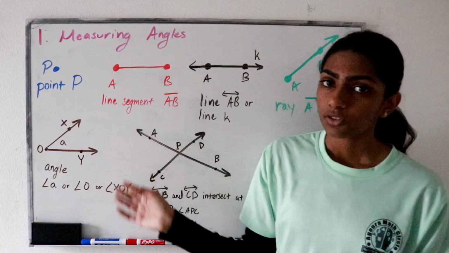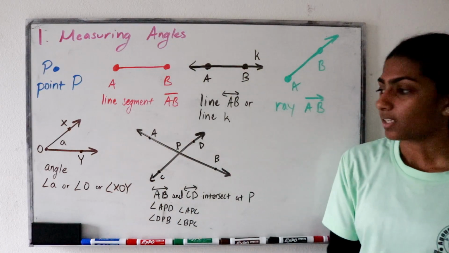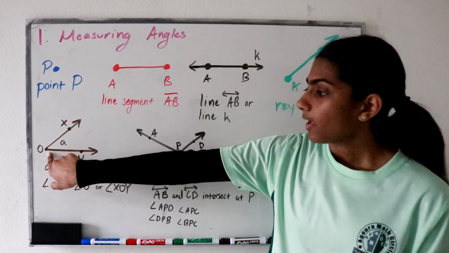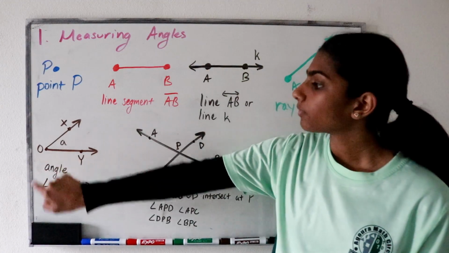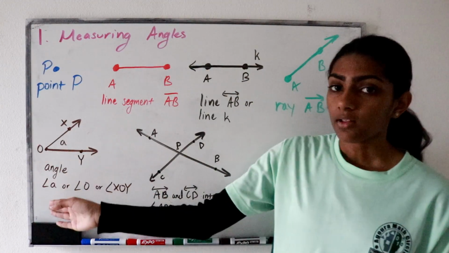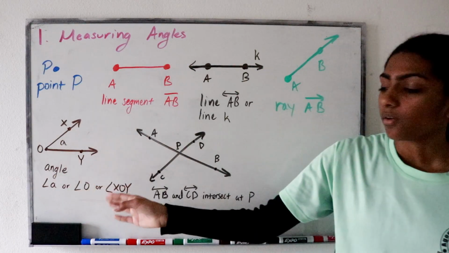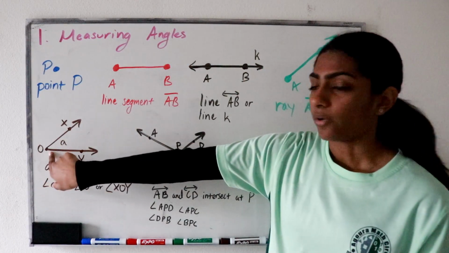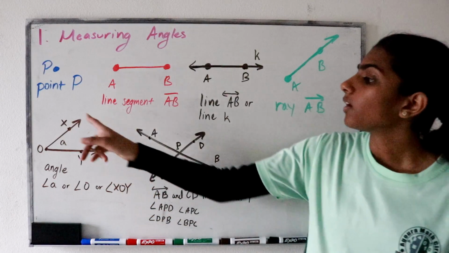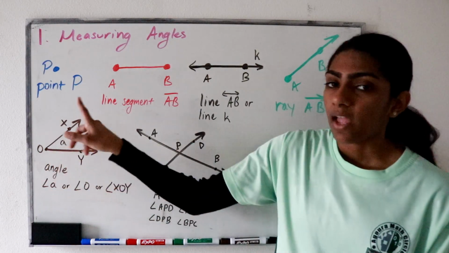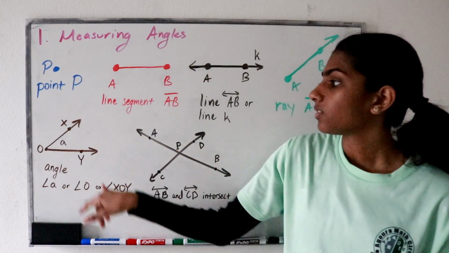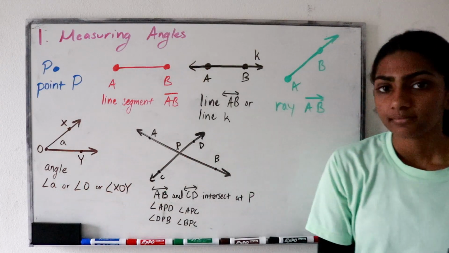Next, we have an angle. So an angle is just 2 rays connecting at a point that's called the origin. And the origin right here is going to be point O. So we can call this angle, angle A, with a lowercase letter put on the inside of the angle. Or we can call it angle O, since O is the point of origin. Or we can call it angle XOY. And we're putting O in the middle since it's the origin, and X and Y at the ends.